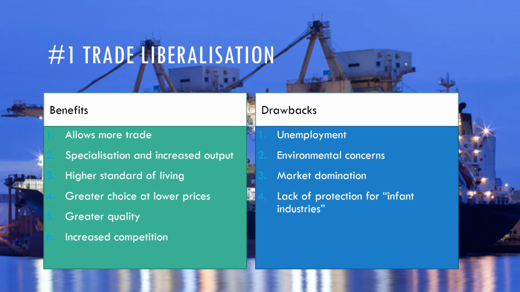Similarly, governments may not be able to protect what we might call infant industries. So these are industries that are starting out in the early stages, for example, something like renewable energy industry, and the government might want to protect it from larger competition overseas through things like tariffs and quotas, but they can't do that because of trade liberalization.